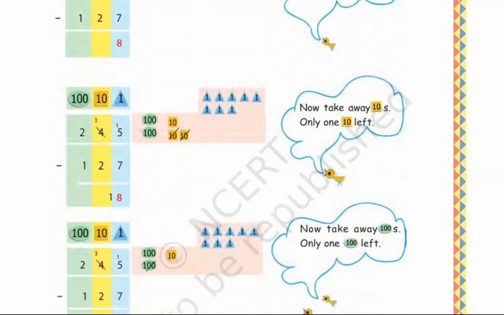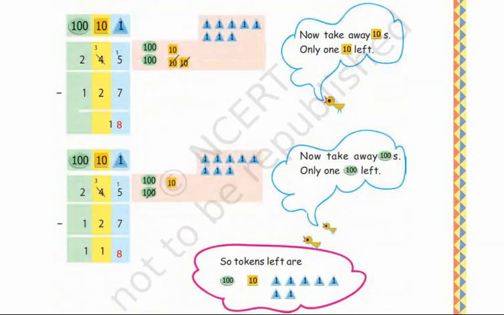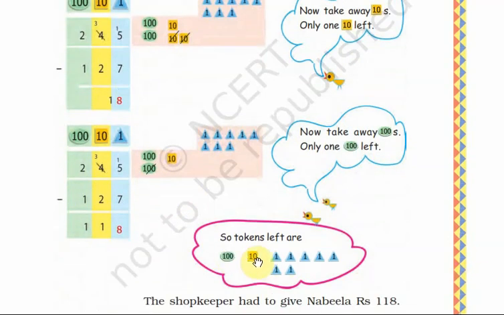Now moving on to the hundreds place. Now take away hundreds. Only 100 left. So 200 are there. We have to take away 1. Otherwise 2 minus 1. So 1 hundred out of 2 hundreds, strike it out. 100 remaining. So how much is left? 100, 1 ten and 8.